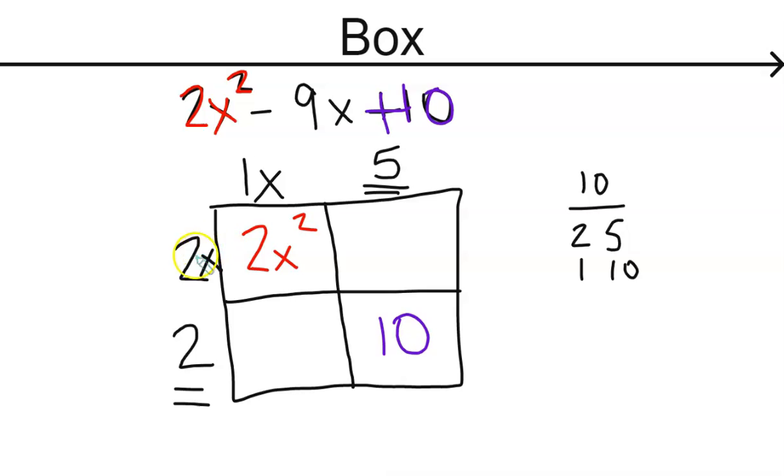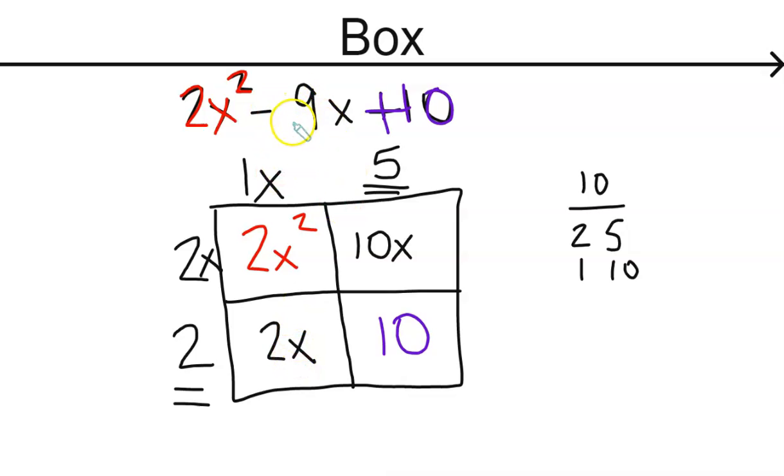Okay, so let's figure this out. I got a 2x times 5 is 10x. Remember, you're not writing anything, you're just watching. And then this box is a 1x times a 2, which would be a 2x. But remember, these are like terms. If I put these together, what is 10x plus 2x? It's 12x.